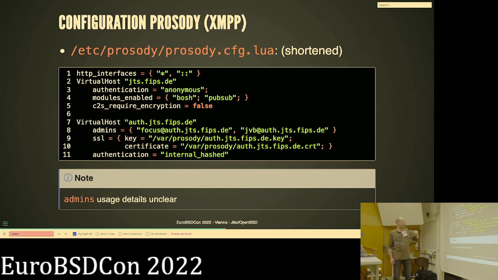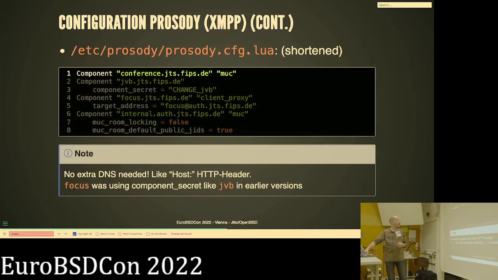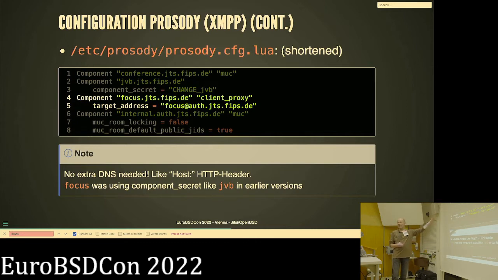And here you see already we have an additional virtual host, but it's really a virtual host, so please no additional DNS for auth.jts. Then there's a component for the chat within the web conference. There's always a little sidebar if you enable that. You need a component registration for that, being type multi-user chat. This component entry is only the authentication credentials for the Jitsi Video Bridge. And the new model of authentication here is the aforementioned client proxy, and it's using this username at this realm. Again, no DNS entry for that. Think of virtual host or realm.